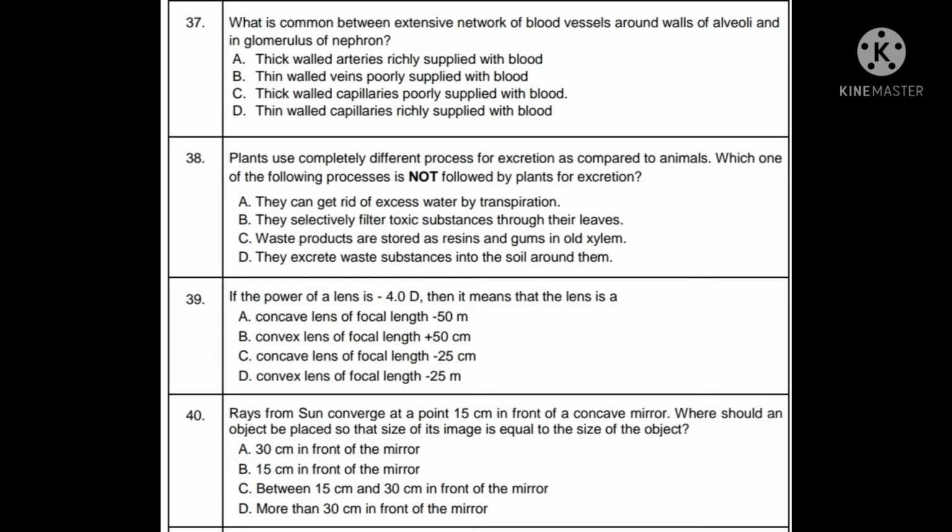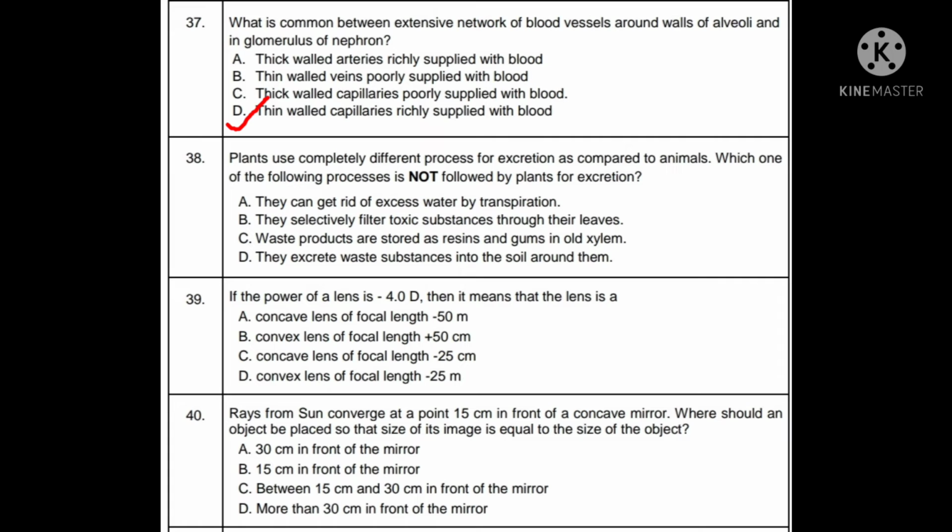Question number 37. What is common between the extensive network of blood vessels around walls of alveoli and in glomerulus of nephron? Correct answer is option D, thin-walled capillaries richly supplied with blood.